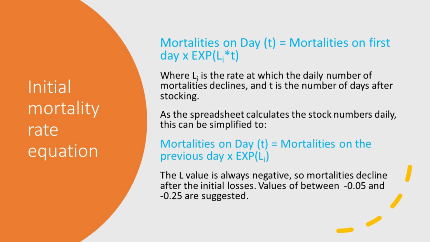The L value is always negative, so mortalities decline after the initial losses. Values of between minus 0.05 and minus 0.25 are suggested. You may already have data on the percentage of fish that die on the first day after transfer, but you may need to experiment with the L value to find something that matches your records.